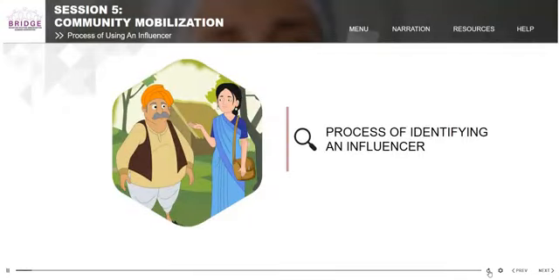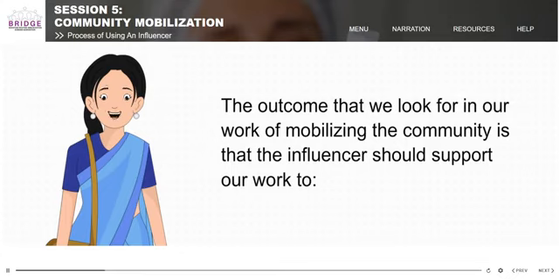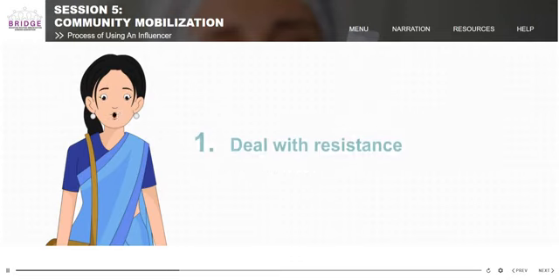Now that we know the characteristics of an influencer, let us understand the process of identifying an influencer. The outcome that we look for in our work of mobilizing the community is that the influencer should support our work to 1. Deal with resistance.